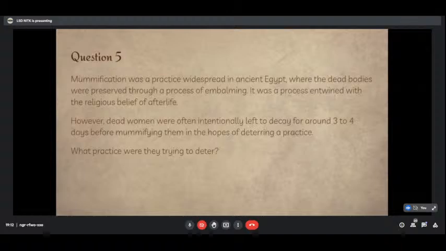When mummification was a practice widespread, the bodies of women were allowed to decay for a few more days as compared to men. So what practice were they trying to deter by doing this? Question 6.